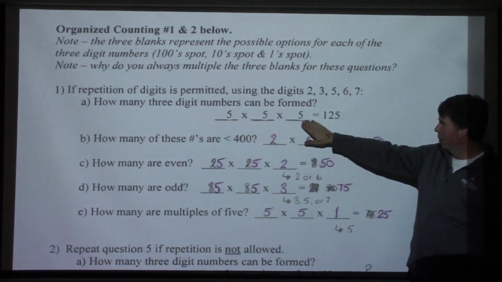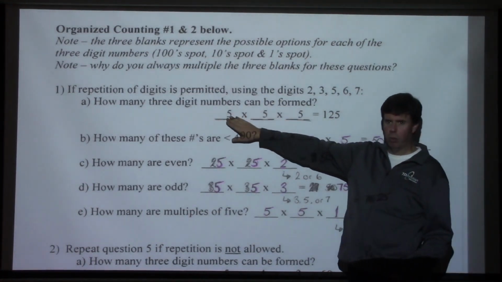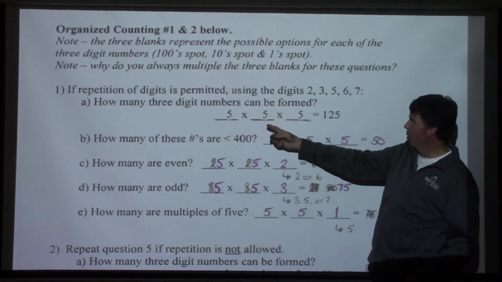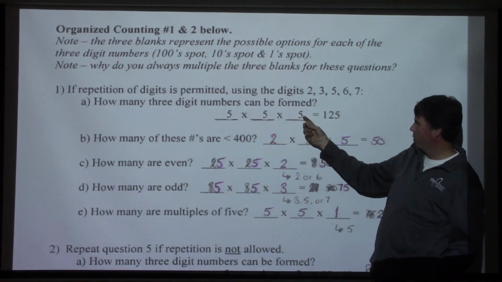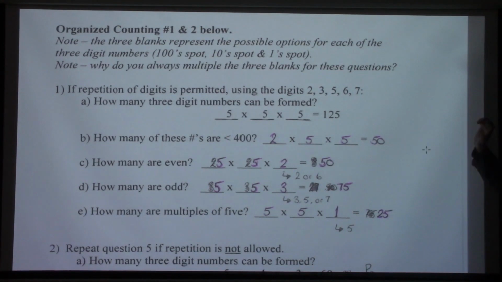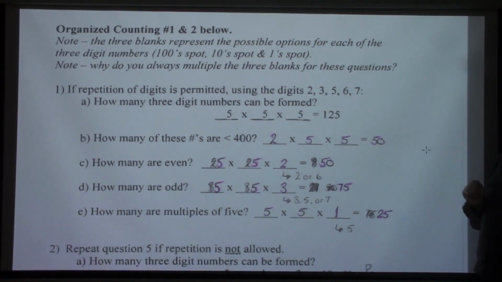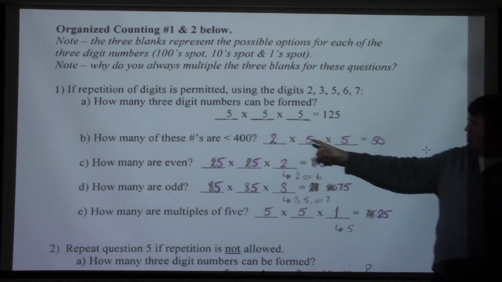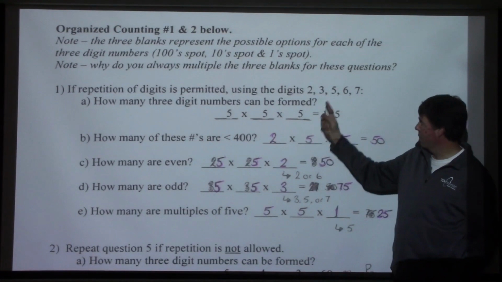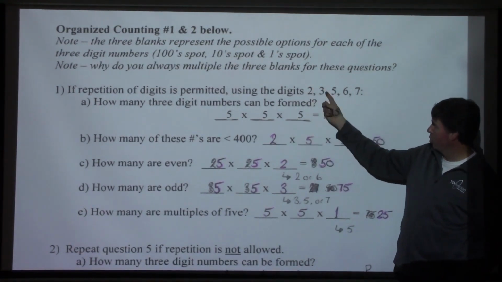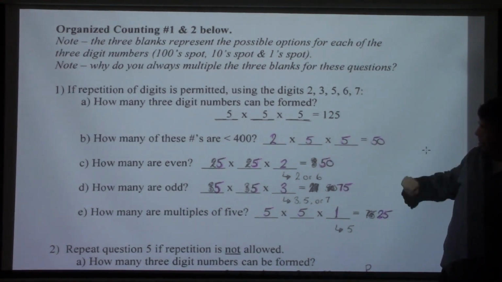Repetition is allowed. This would never give you a 5 factorial because 5 factorial would be 5 times 4 times 3. But you can have a number that is 4 times 4 times 4. In this situation, the blanks represent the possibilities, not the actual number. So why is this a 2? Because there are only 2 options where I'm less than 400. And those are the 2 options I start with. So I start with the limit, and then it can be anything or anything.